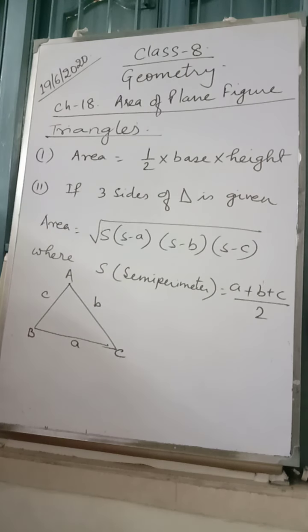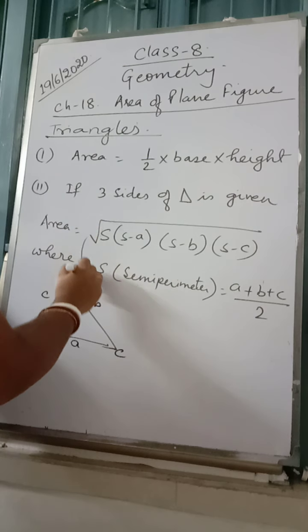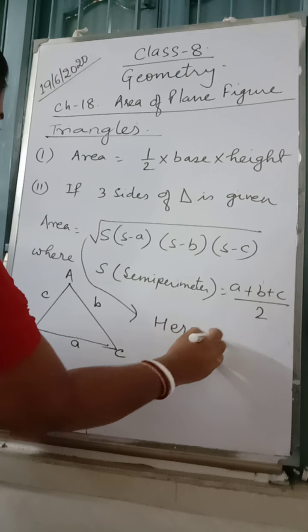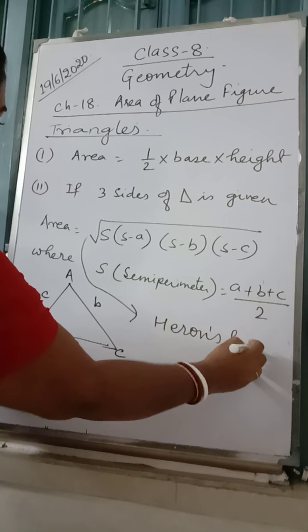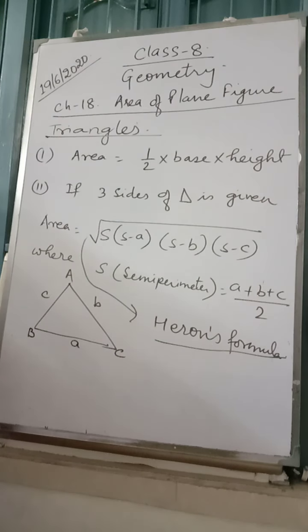This is when we have three sides of a triangle given. Okay? This formula is called Heron's formula. If they have asked to use Heron's formula and find the area, then you have to use this formula. Okay. Third, we have area for an isosceles triangle.